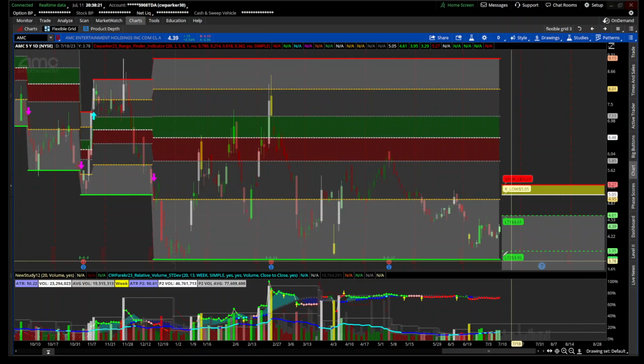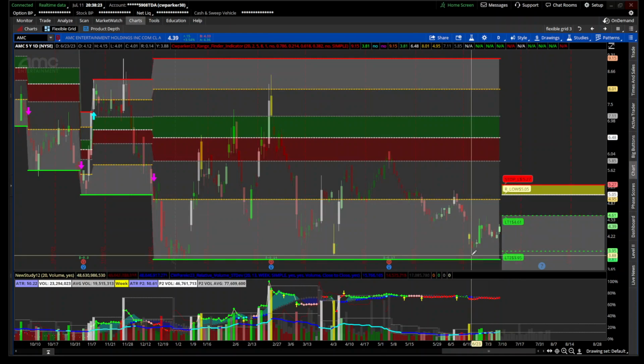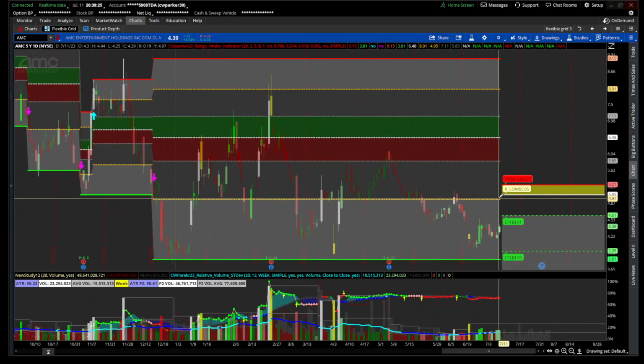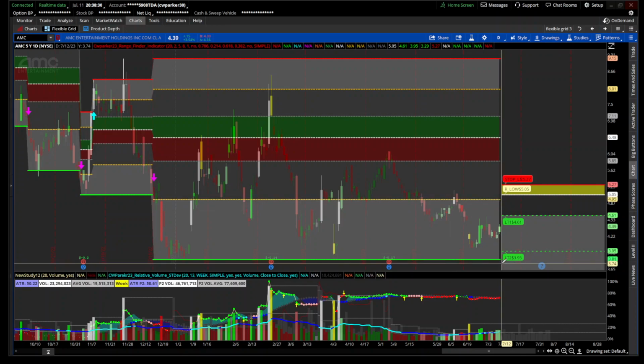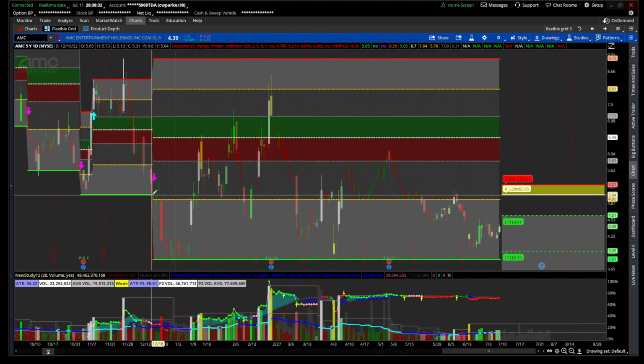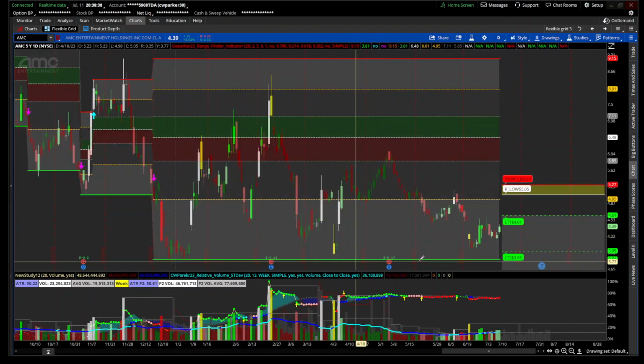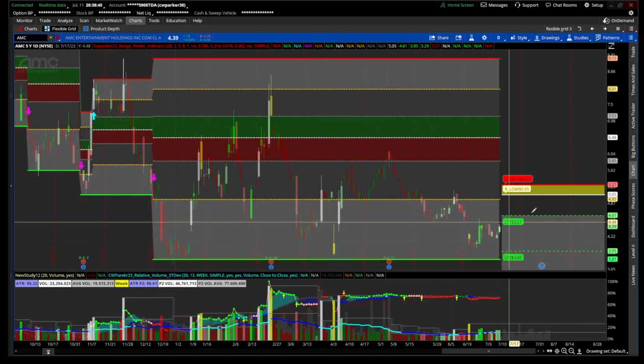Here's the targeting system. Even though you don't have a break right here, it's still using this break below right here as your entry point to ride it down, and these would have been your targets for that. And here's your stop loss still in place as well.